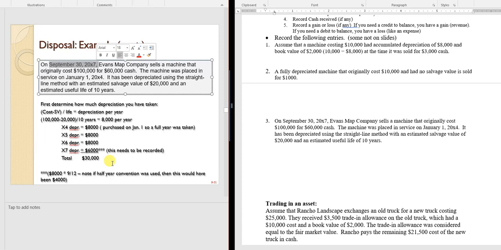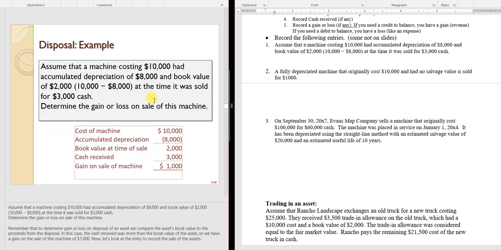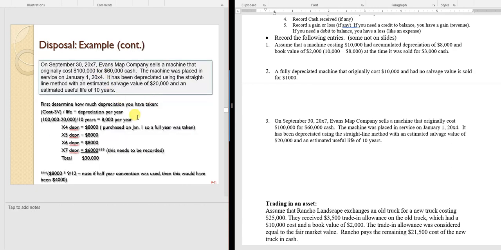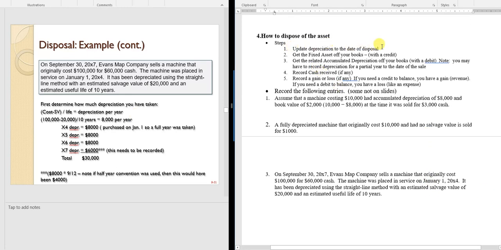I can start my steps: get the machine off your books. Well, that's easy, a credit to machine for $100,000. Now I'm going to go to step 2, to get the accumulated depreciation off your books, and suddenly I find out I'm not given accumulated depreciation. Also, I need to update my depreciation to the date of disposal, and I'm not given anything. So basically what I've got to do is go back and recompute.